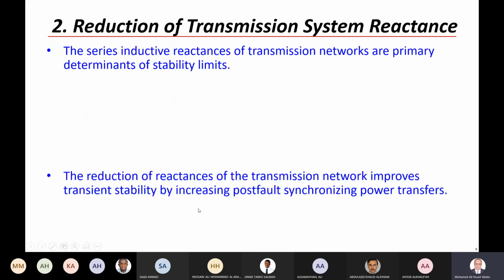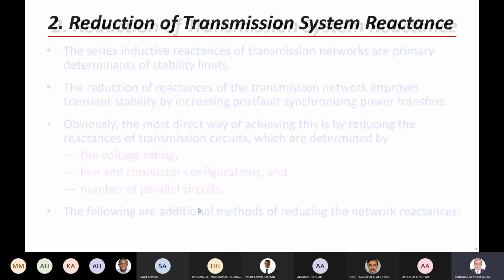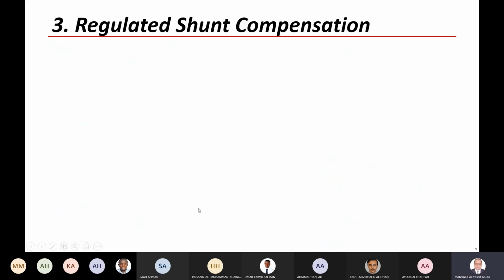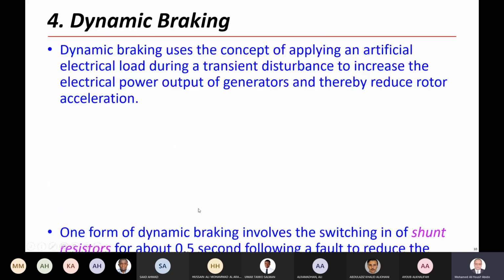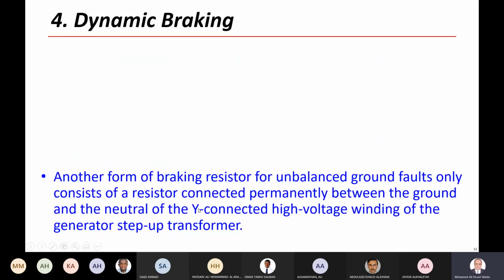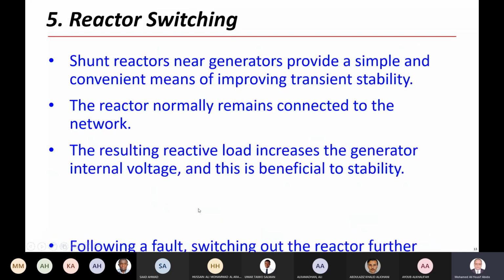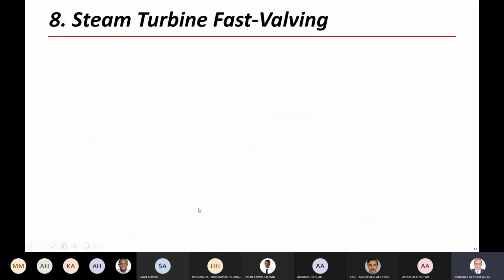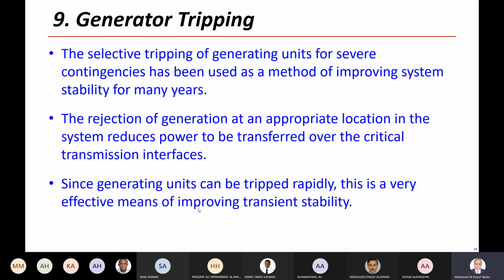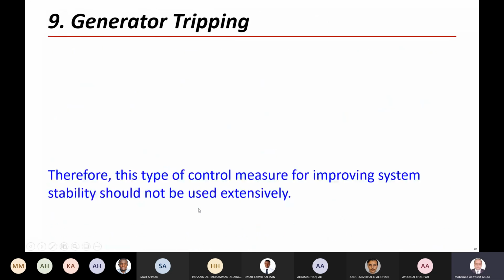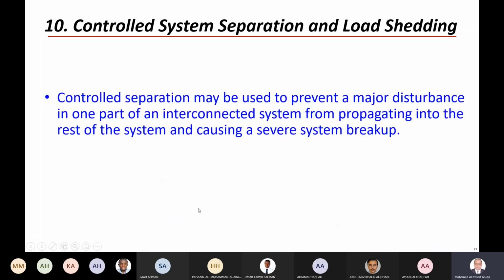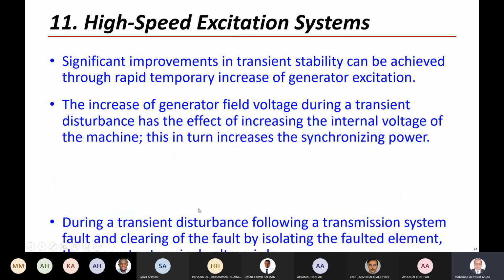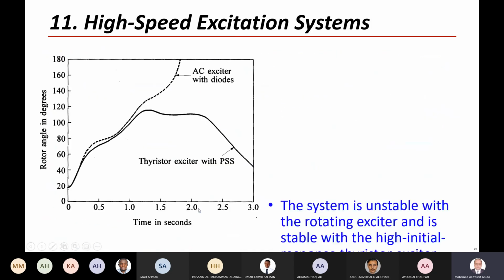High-speed fault clearing, reduction of transmission line reactance. You can have series capacitors and so on. This is just for you to go over, and then if you have any problem, we can discuss it. Fast valving, generator tripping also will improve the system stability. Very short time separation, load shedding, high speed excitation, and the power system stabilizer.